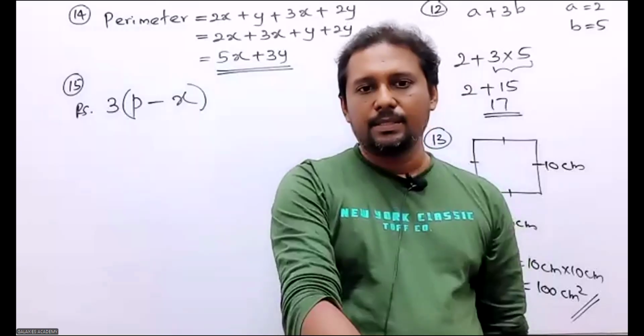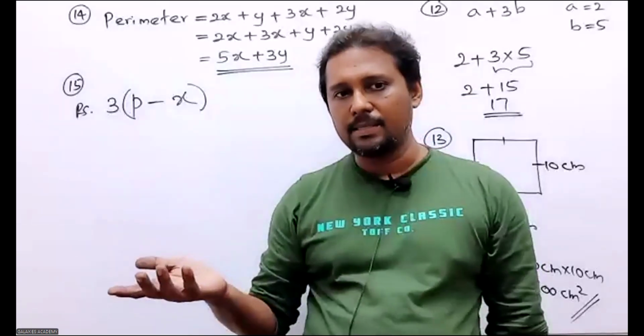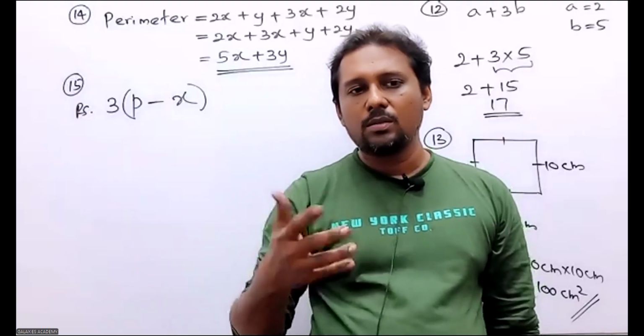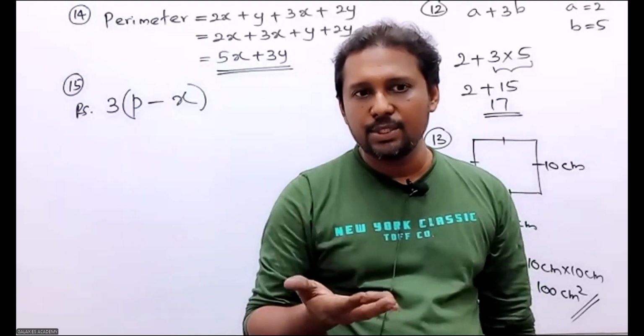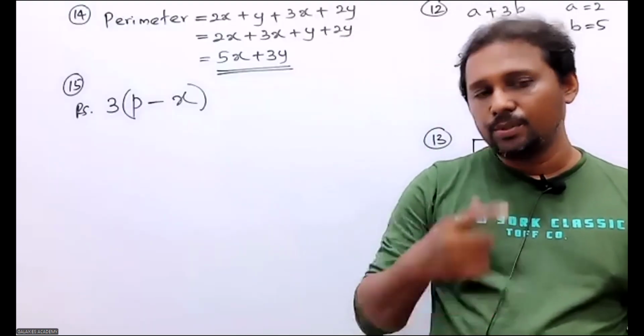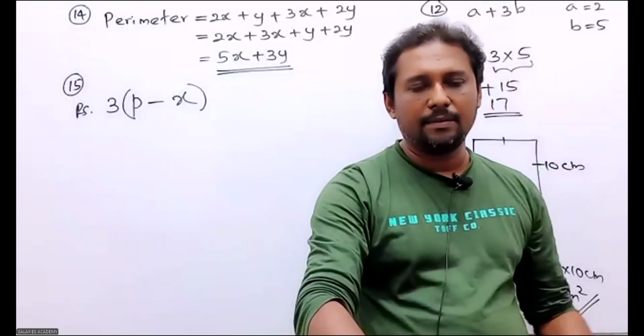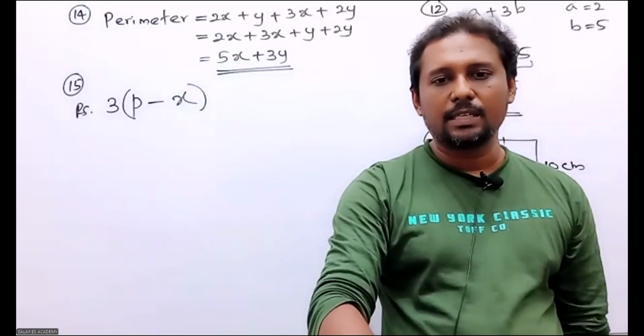Right? For less you have to use subtract, minus. For more you have to use addition. Twice, 3 times, you have to use multiplication. Remember how to do these word problems.